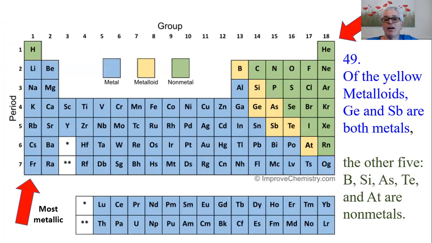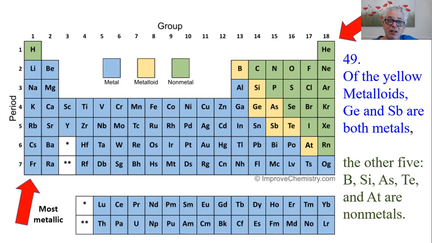Now, this is really kind of crazy. Let me see if I can move my picture out of the way so I can see it. Of the yellow ones through the middle, boron, silicon, germanium, arsenic, antimony, tellurium, and astatine, those are metalloids. Now, Ge and Sb, germanium and antimony, those are metals. They're metals, but they have some non-metallic properties. Like if you bang on them with a hammer, they crack. Now, the other five yellow ones, boron, silicon, arsenic, tellurium, and astatine, they are non-metals.